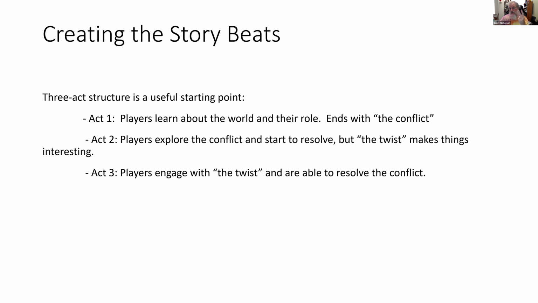Act 2, they start to resolve the conflict, but then there's a twist. Something changes to make it interesting. Act 3, the players engage with the twist and are able to resolve the original conflict. And that's it. Those are your 3 major story beats. The players encounter the conflict, something changes, and then they're able to resolve that conflict. And that makes a 3-act story. That makes a 40-minute game, are 3 major things.